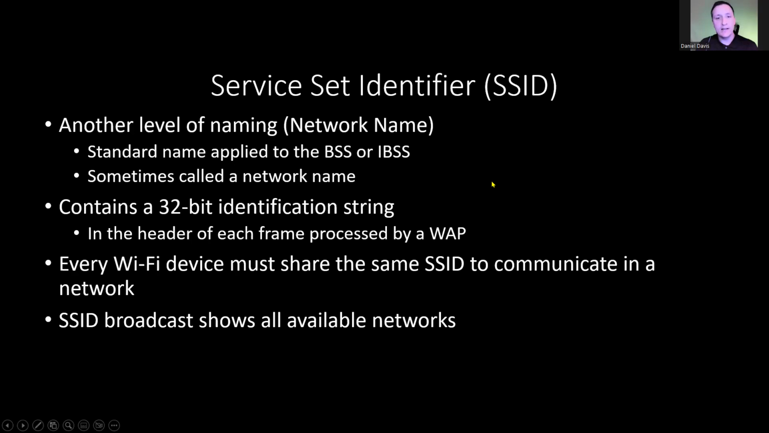Here are some of the key stats that you need. Sometimes it's called the network name, and it contains a 32-bit identification string. Every Wi-Fi device must share the same SSID to communicate in a network. The SSID broadcast shows all available networks. By default, most wireless access points will broadcast their SSID. However, you can configure them to choose not to broadcast their SSID.